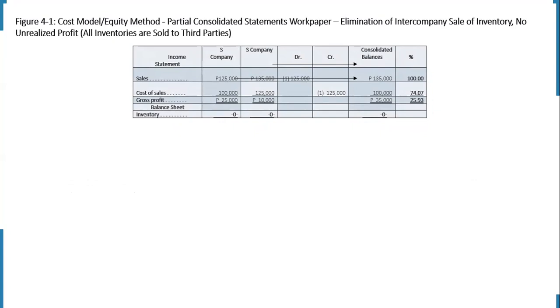Now, the cost model and the equity method, we have now the partial consolidated statements work paper, elimination of intercompany sale of inventory, no unrealized profit, meaning all inventories are sold to third parties. Now, in the income statement of S Company, there is the credit of 125,000. However, in the consolidated balances, it's already 135,000. P company's sales is now eliminated, but there is sales of 135,000 to third parties. In other words, there is a markup of 10,000.